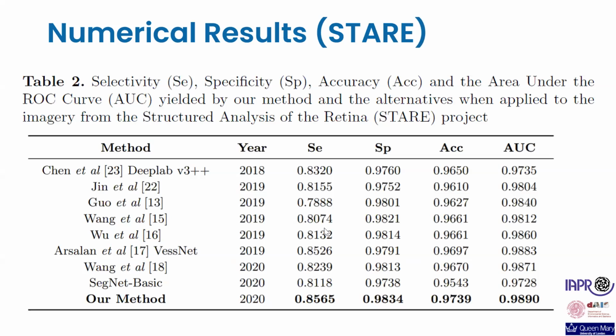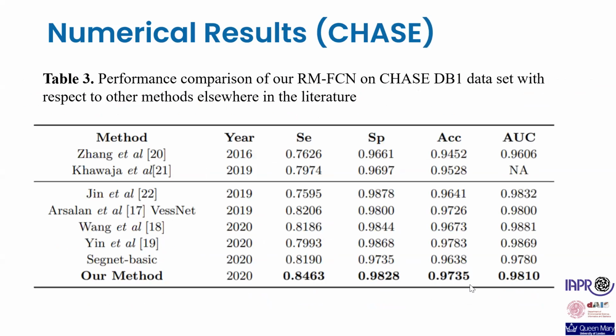If we look at the STARE results, for the proposed method the sensitivity is quite high. The other comparable one is from the best competing network, but the other parameters are also quite high. Then the accuracy is 97.9739, which is quite high as compared to all the state-of-the-art methods of 2018, 2019, and 2020. On the CHASE dataset, again, we got quite impressive results compared to the state-of-the-art methods of 2019 and 2020.